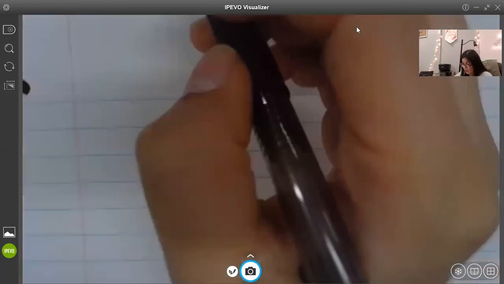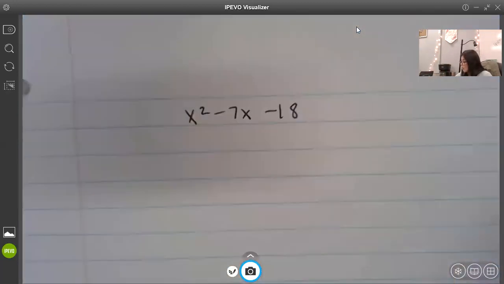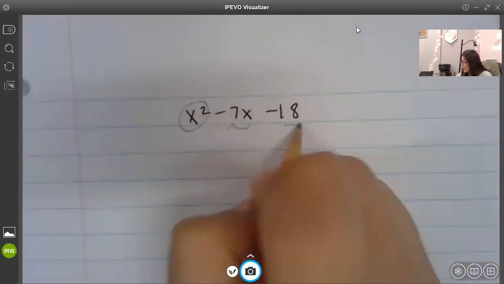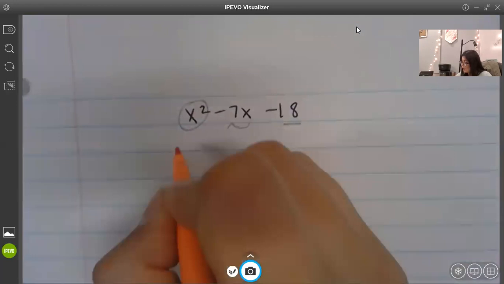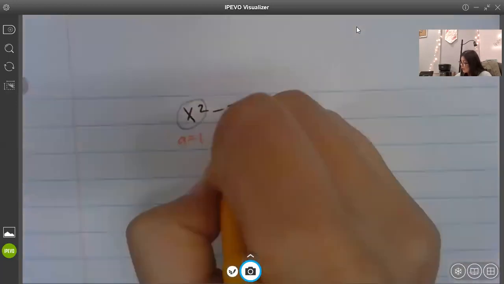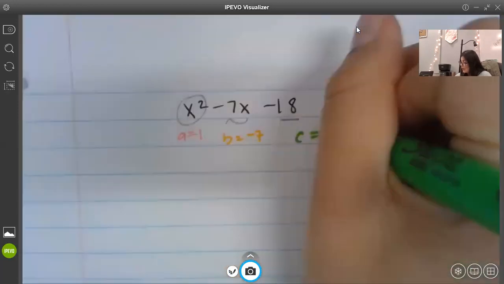Let's do one when it's negative. So I do the same thing, A, B, C. Circle, squiggly, underline. Circle x squared, x, no x. So my A, I have one of them, so my A is 1. My B with the squiggly is negative 7. My C, no x, is negative 18.